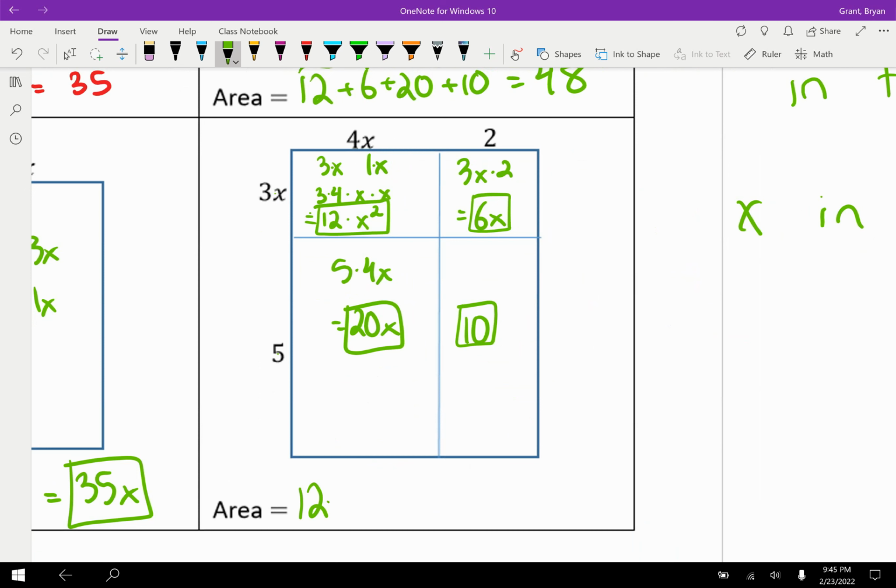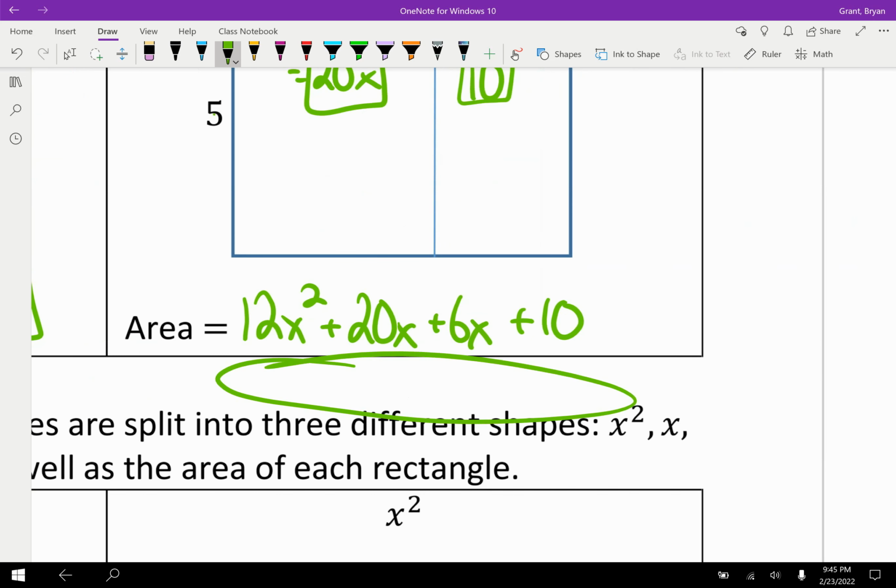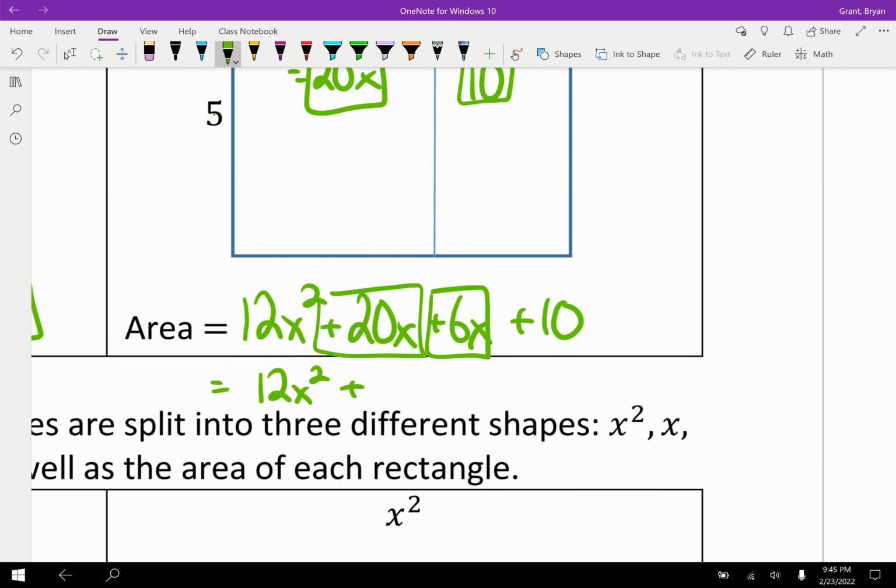I have my 12x squareds. I have my 20x's, which are positive. I have my 6x's, which are positive, and my 10, which is also positive. Are we done? Well, we should look for some like terms, and I'm just going to use the small space down below. Doesn't this bring into what we did last class? There is no like term with the 12x squared, but 20x and 6x are like terms. That is 26x, and then the plus 10 at the end. And so my final answer is 12x squared plus 26x plus 10 written in standard form.